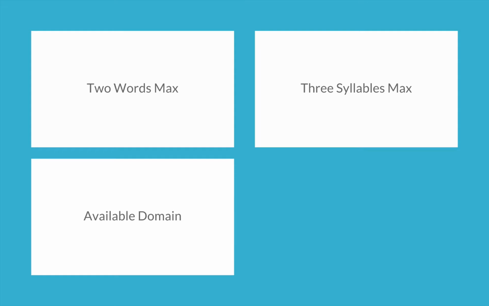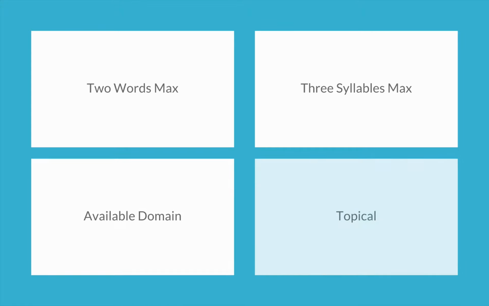And I'll show you how to easily find available domains in a second. But beyond an available domain, you probably want to find a name with available account names in Facebook, Twitter, YouTube, etc. Although that's not as important, that should be part of your calculus. And finally, you want it to be topical. Choose a name that will make sense to the niche that you're targeting.